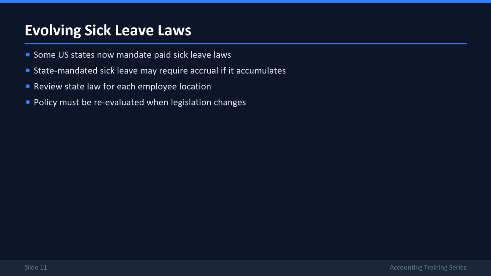The sick leave analysis has become more complex as an increasing number of U.S. states have enacted mandatory paid sick leave laws. In jurisdictions where the law requires unused sick leave to accumulate or to be paid out, the legal entitlement creates an accumulating or vesting right that may satisfy Criterion 2. This means the four criteria test must be applied separately for each state where the company has employees, and the conclusions must be revisited whenever state laws change. A policy that was not accrued previously may require accrual after a legislative change.